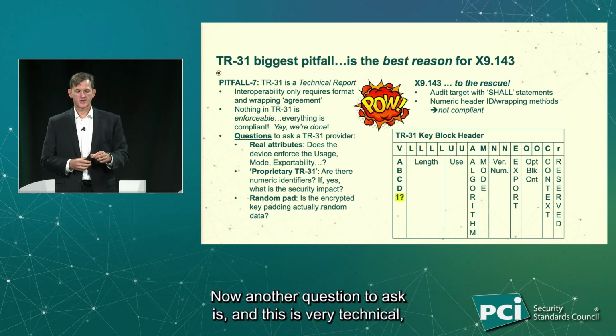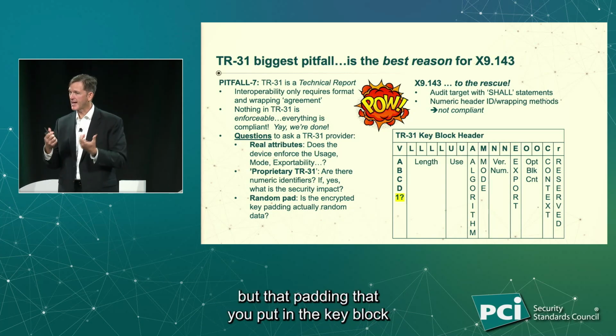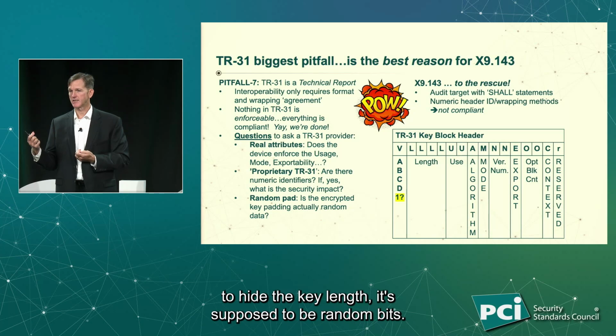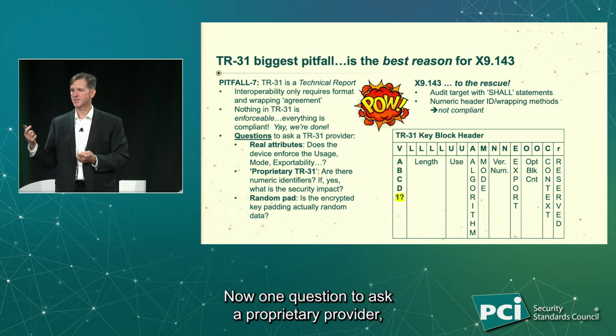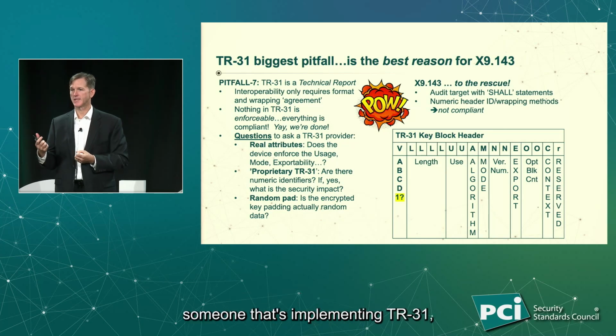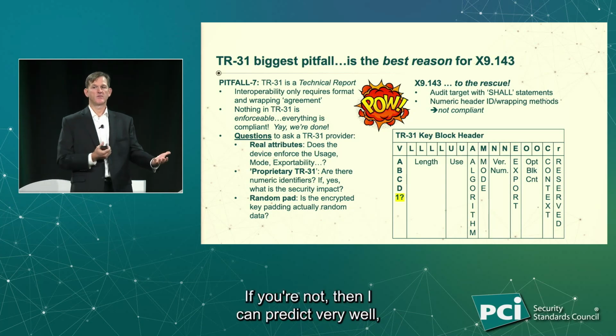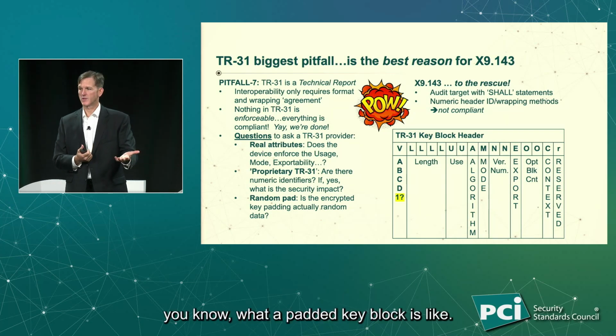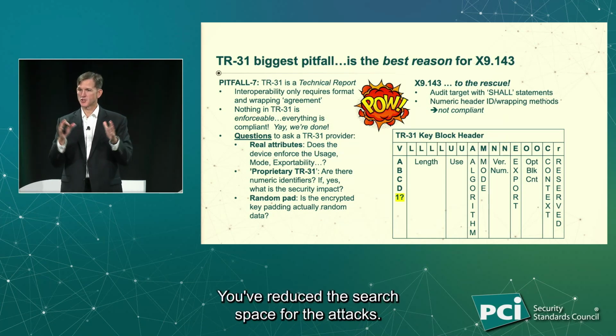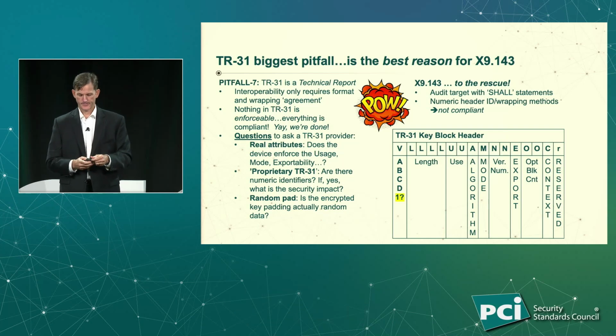Now, another question to ask, and this is very technical, is about the padding that you put in the key block to hide the key length. It's supposed to be random bits. So one question to ask a proprietary provider, someone that's implementing TR-31, is: are you using random bits? If you're not, then I can predict very well what a padded key block is like. You've reduced the search space for the attacks.